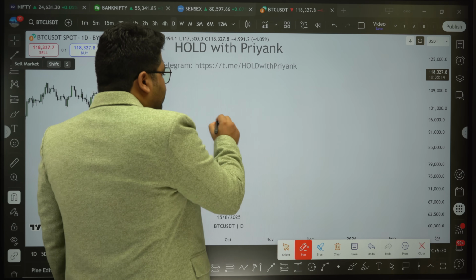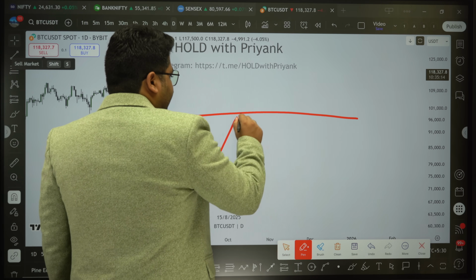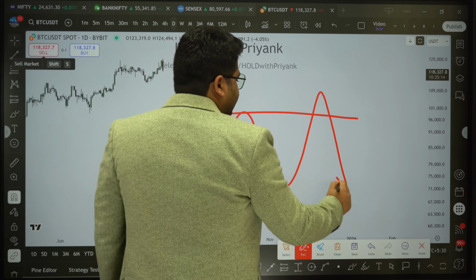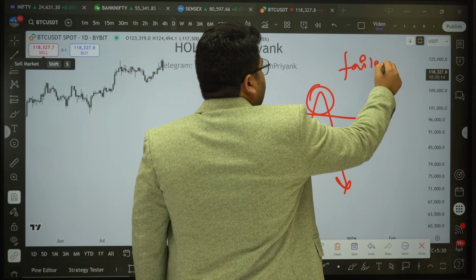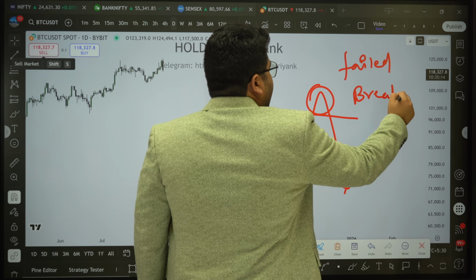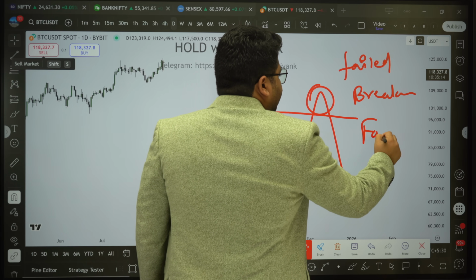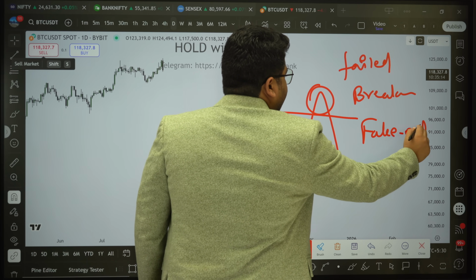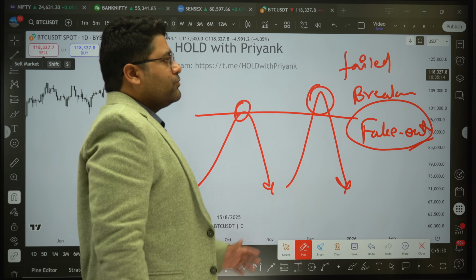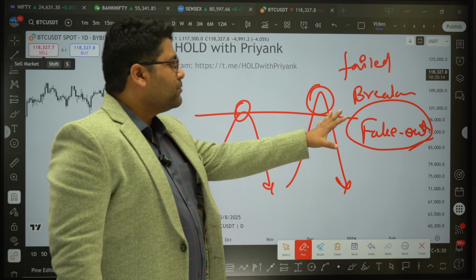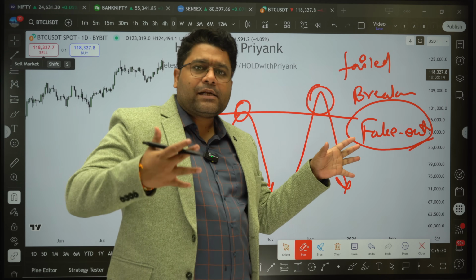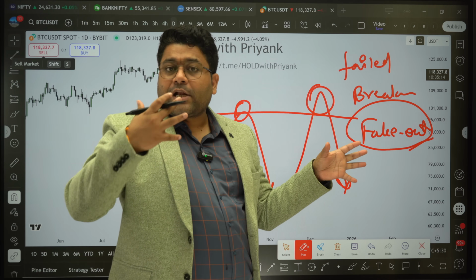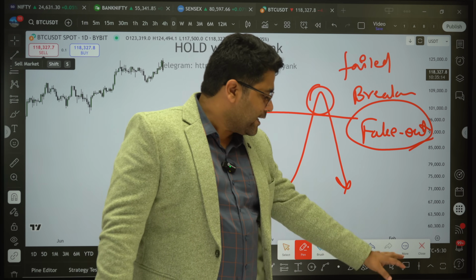So whenever a breakout fails, price goes like this and drops like this, price goes like this or this, this is something I call a failed breakout. And in short, I call it a fake out. So I will be calling it a fake out when it is a fake breakout or failed breakout. And if you can understand fake outs early, you can utilize them for your trading. How? Let's go ahead and understand it.